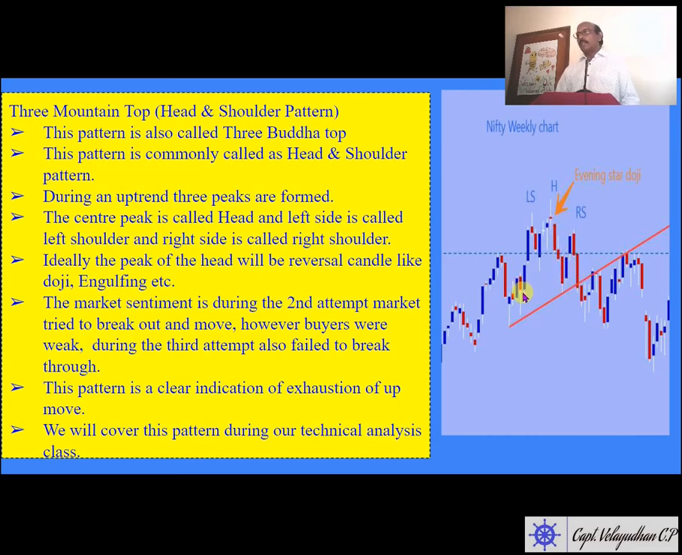The sentiment is, the market tried going up and made a peak here, then fell back, and again tried to move up. But here the buyers are not many, sellers are more. So the market bulls are losing their control. So the market is coming down. And it dropped all the way here.